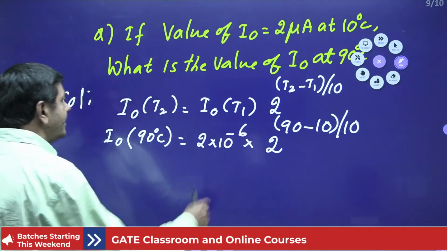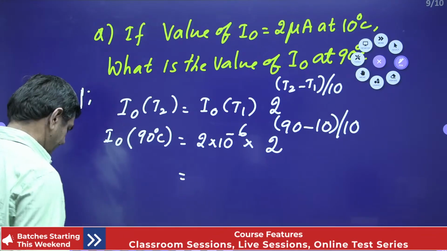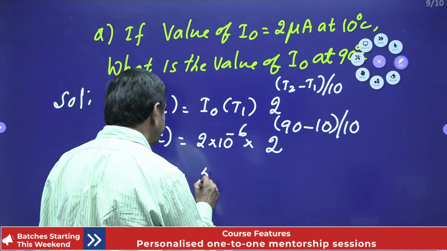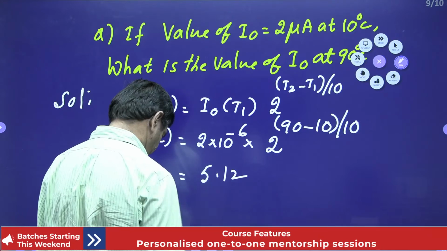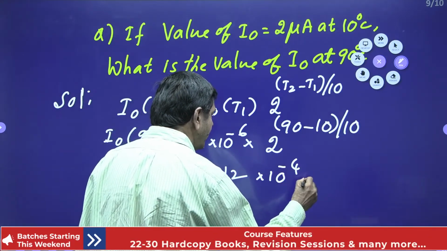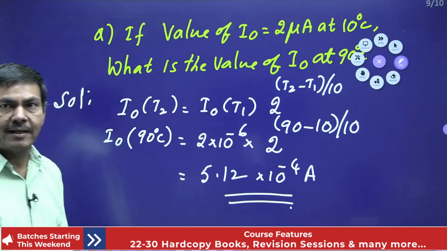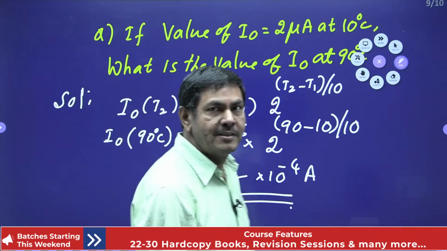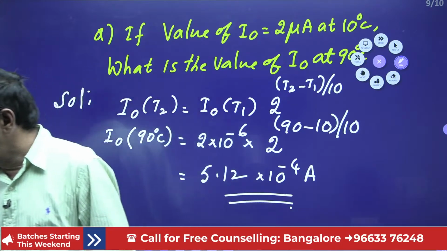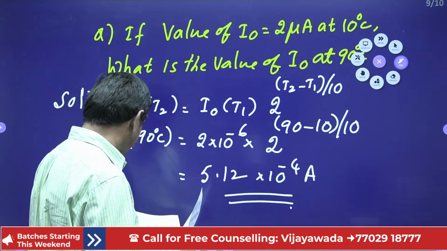Yes. This value is taken here. Finally, I naught is available: 5.12 into 10 power minus 4 amperes of current is possible. This is the required current at the given temperature. Understand now? Yes, I want to go to the next model now. Just one problem I want to explain by giving one formula.